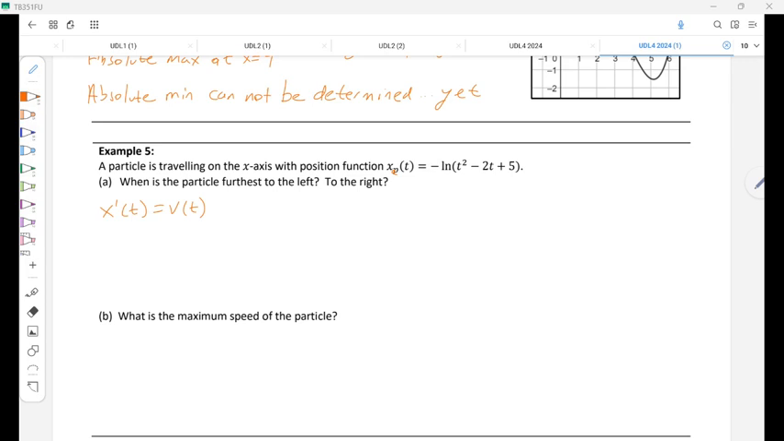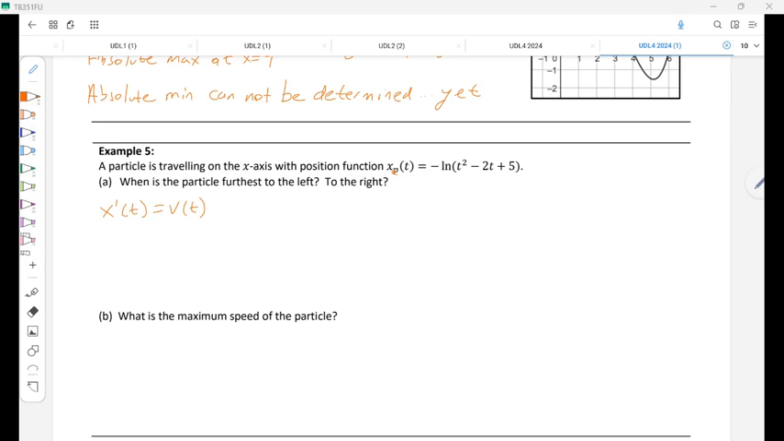To figure out when the particle is furthest to the left and furthest to the right, we need the critical values. But in the world of particle motion, those critical values are when the velocity is zero. Because if the particle is going to reach its furthest place to the left, it has to stop and start going in the other direction. Otherwise, if it keeps going in that direction, it hasn't gone the furthest to the left. So that's the key.